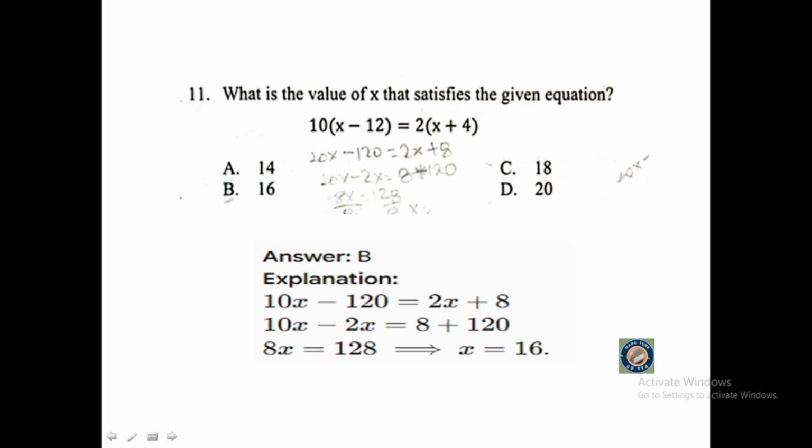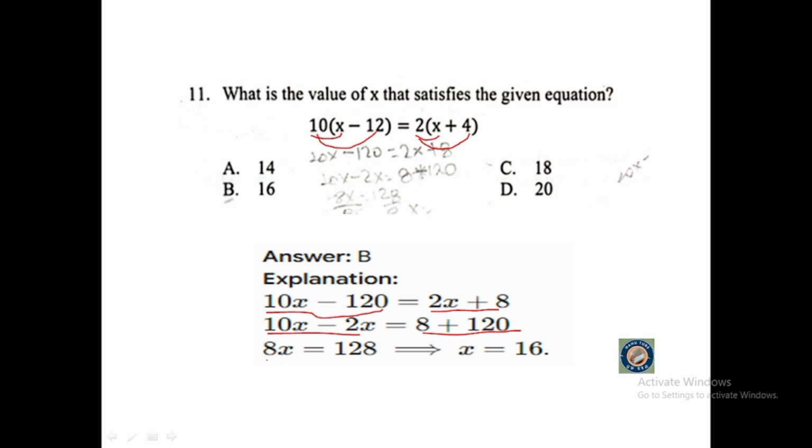The answer is 16, because 10 times x is 10x, and 10 times 12 is 120. Therefore, 10x minus 120 is equal to 2 times x, which is 2x, plus 2 times 4, which is 8. Therefore, 2x plus 8. From this, 10x minus 120 is equal to 2x plus 8, which means like terms will be collected on the same side. Hence, 10x minus 2x is equal to 8 plus 120.